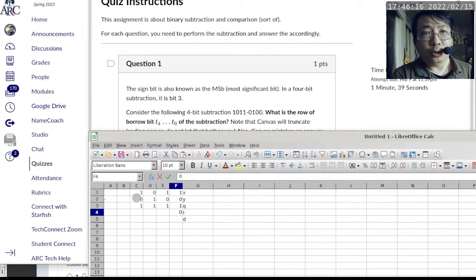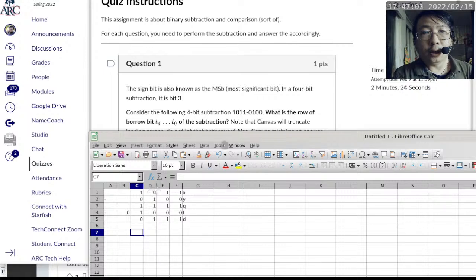T0 is assumed to be 0, because we're not doing a chained subtraction. So over here we have a 0 as well, because we have 1 minus 0, and then 1 minus 0 in column 0. And over here is the same thing. Over here we got a 1, and then over here we got a 0. And then for the row of D, it is the exclusive OR between the Q and the T. So we got 1, 1, 1, and then we got a 0 over here.